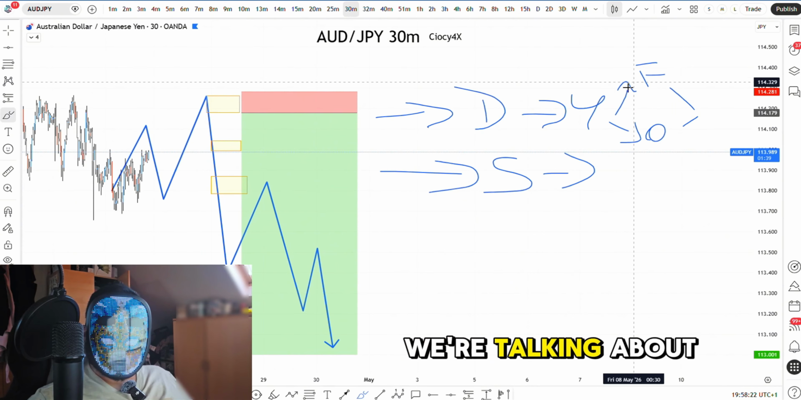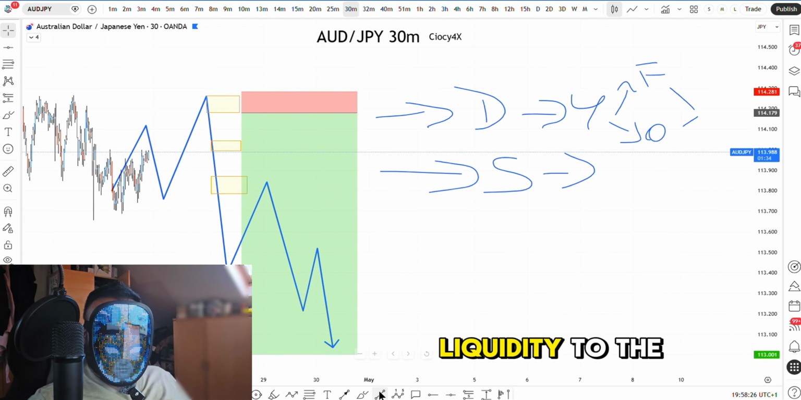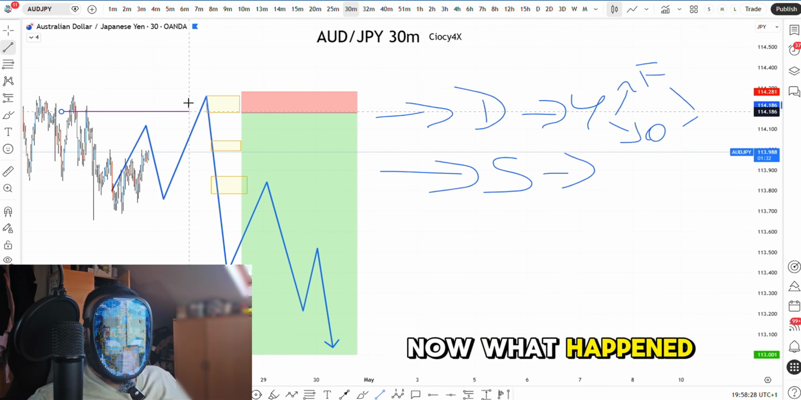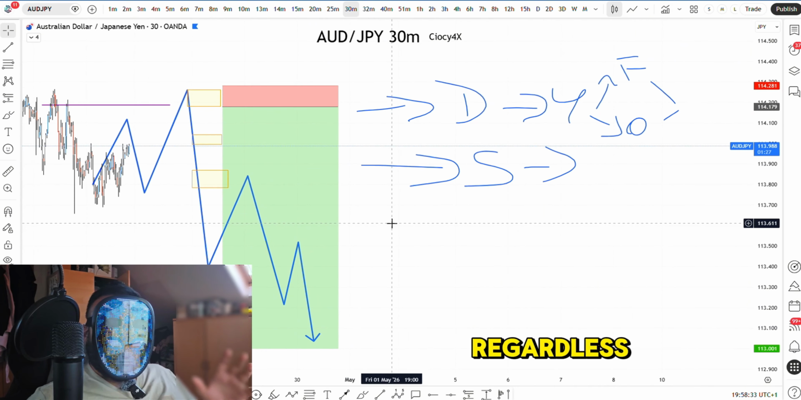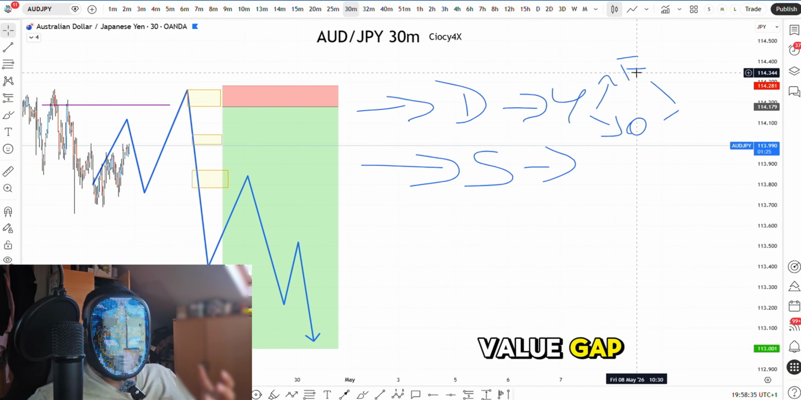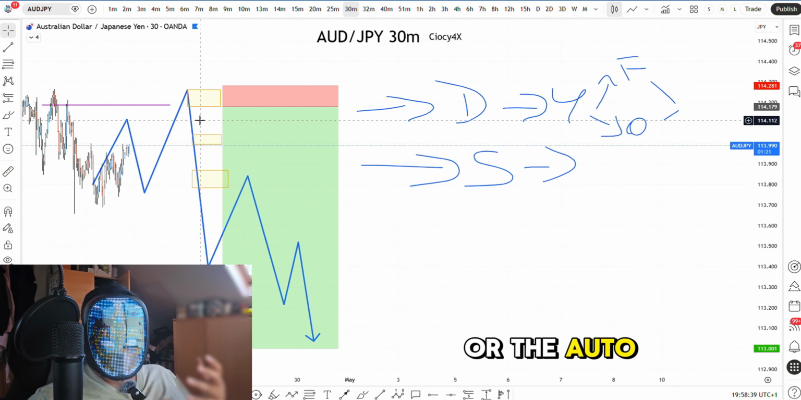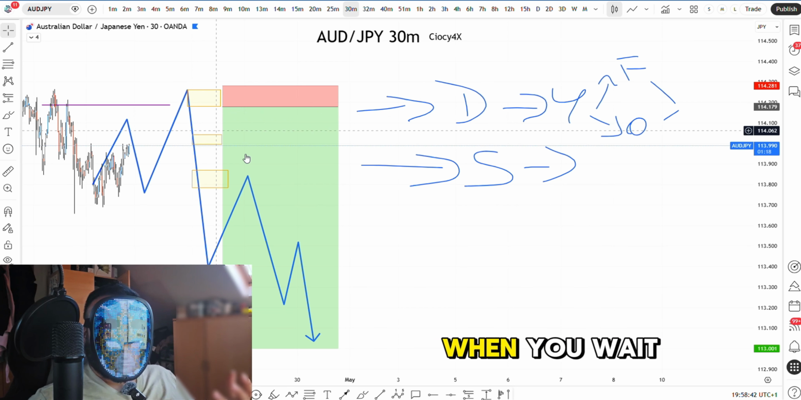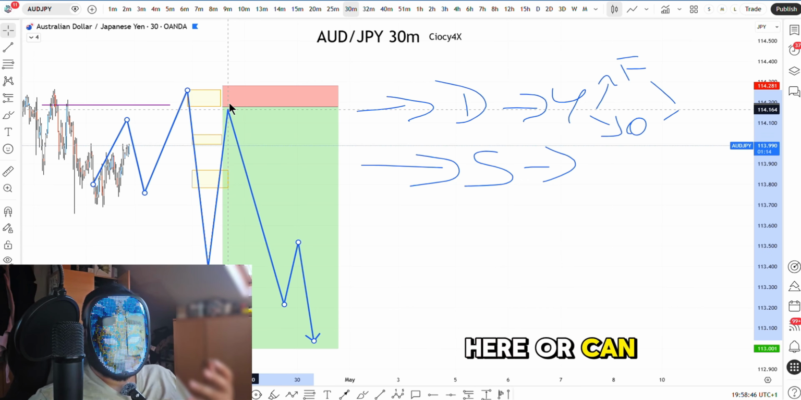Dynamic, so say that we're talking about fair value gap. As you guys can see, say that this price takes out liquidity to the left. Okay. Now, what happened after that is that a lot of people, if you guys studied ICT or any other concept, regardless, you probably know what is fair value gap or imbalance or order block. And sometimes that fair value gap or the order block, in a smaller time frame, when you wait for lower time frame confirmation, it can actually happen from here, can happen from here, or can happen from here.